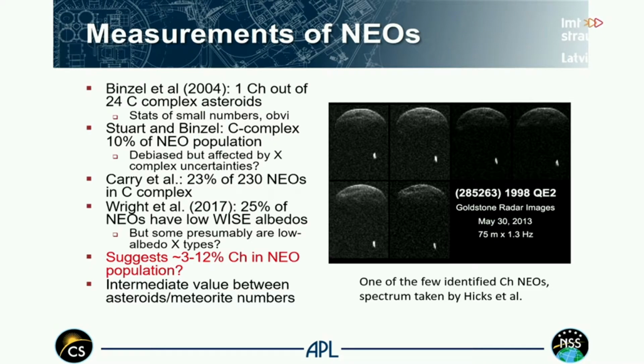Benoit Carry estimated that something like 23% of NEOs are in the C complex. Wright et al. estimated that something like a quarter of NEOs have low albedos, so consistent with being C-type. So if you take the 30 to 50% of C complex asteroids being CH, that would suggest that we've got something like 3 to 12% CH asteroids in the NEO population. So again, that's an intermediate number.